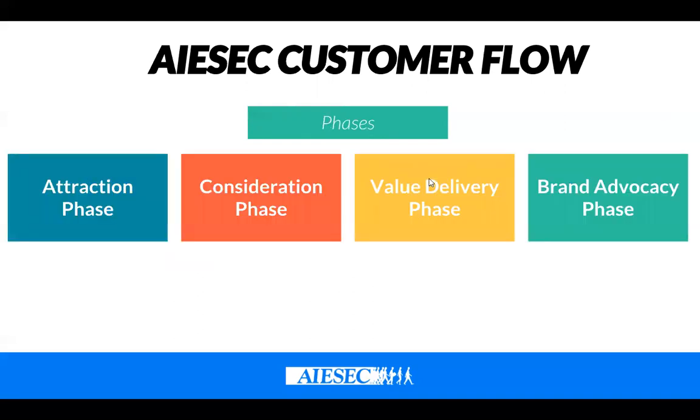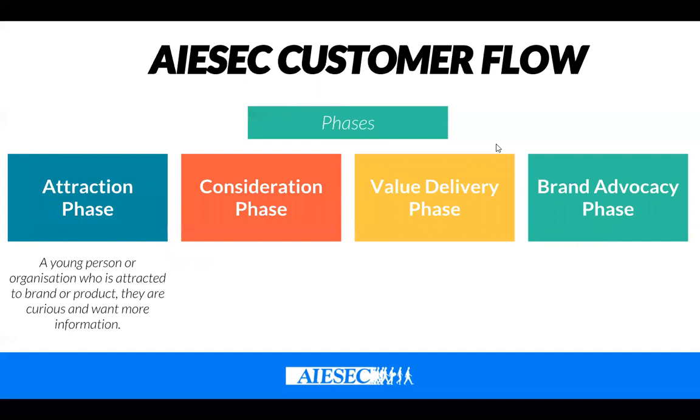So when it does come to the ISAC customer flow, there are 4 different phases. These are the attraction phase, consideration phase, value delivery phase, and brand advocacy stage. At the attraction phase, it's when there's a young person or organization who's attracted to the brand, and they get interested in what they're seeing, and they want to sign up for more information.